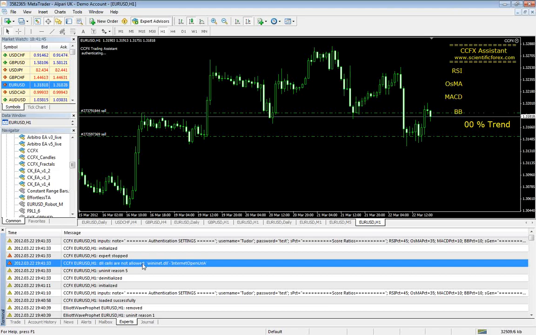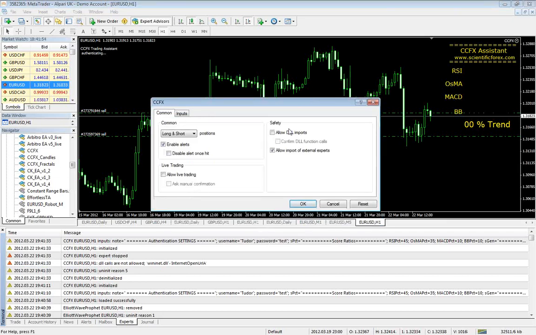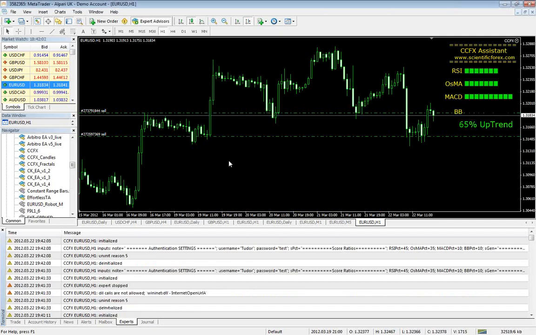So, we can see DLL calls are not allowed. Right-click on your chart, go to Expert Properties, Expert Advisor Properties, and here you can see a checkbox for Allow DLL. Check that one, and just click OK for now. Here you go, it works really nice, no problems, no errors.